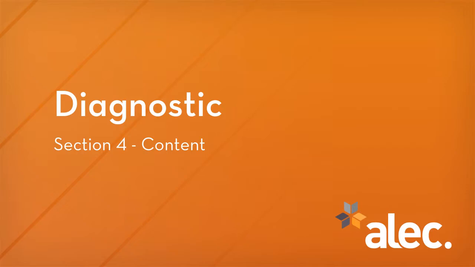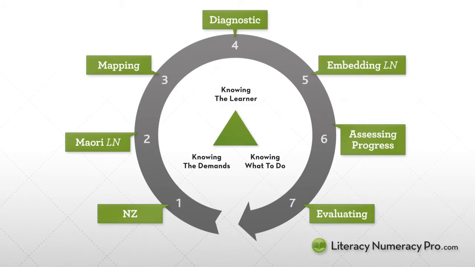a bit more information. Okay, just a quick heads up, if you have a look at the infographic on the screen there at the top, in the 12 o'clock position you can see number 4, section 4 on diagnostic. So that's where we're up to. We've travelled through the New Zealand context and Māori literacy and numeracy. We've looked at mapping the demands of your training, and now we're looking at diagnostic assessment, and that's of course to do with knowing the learner.